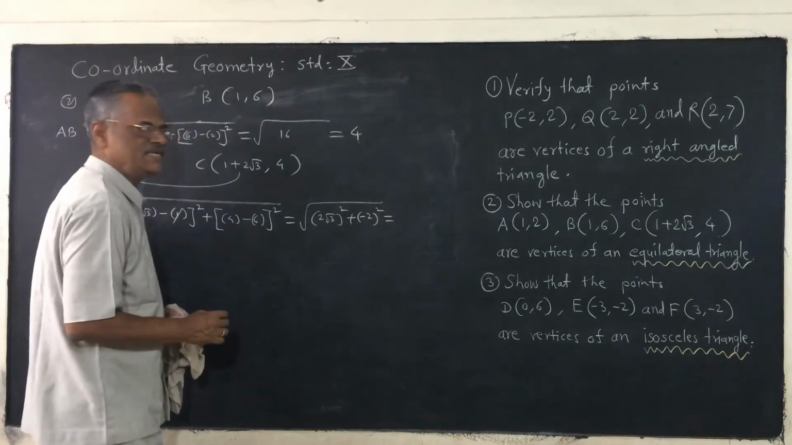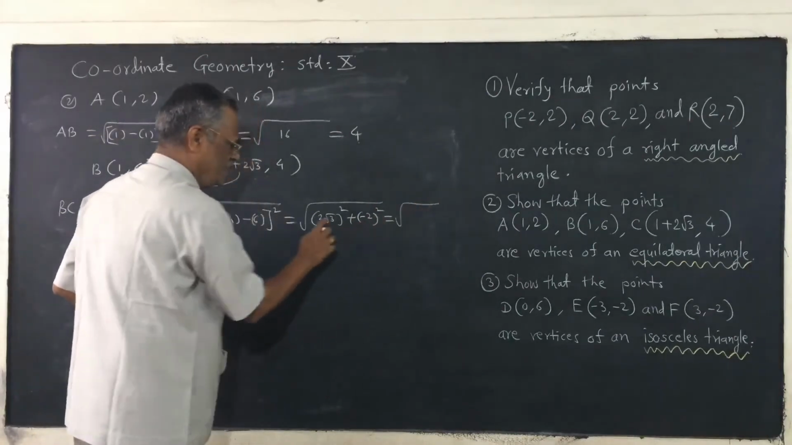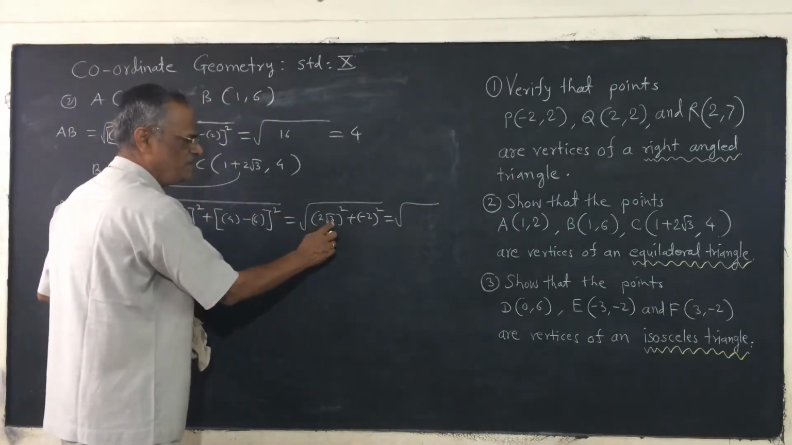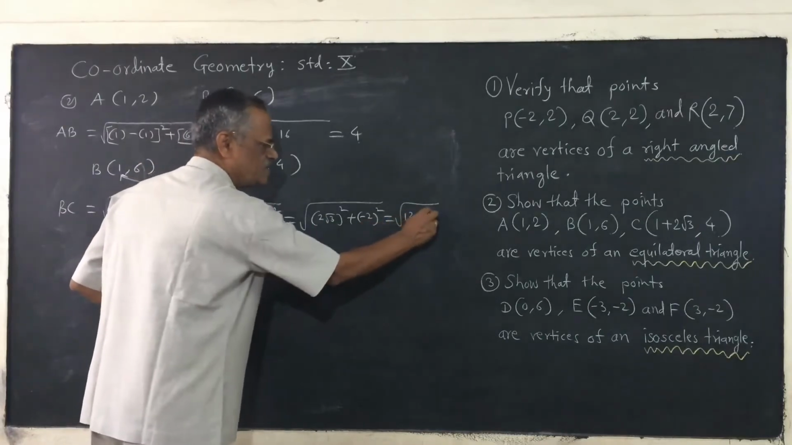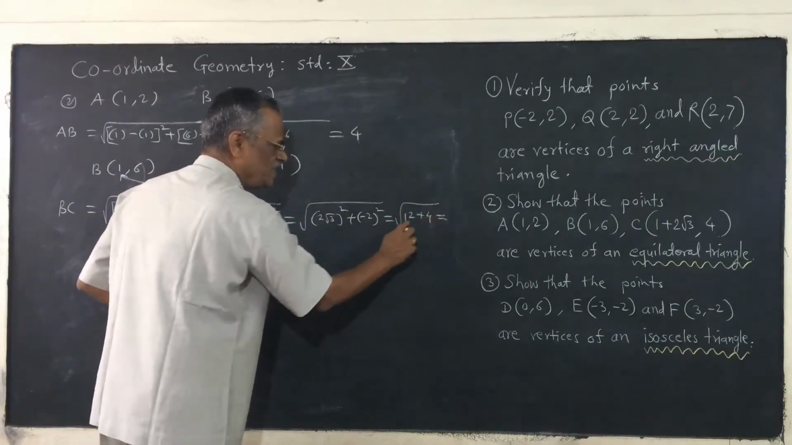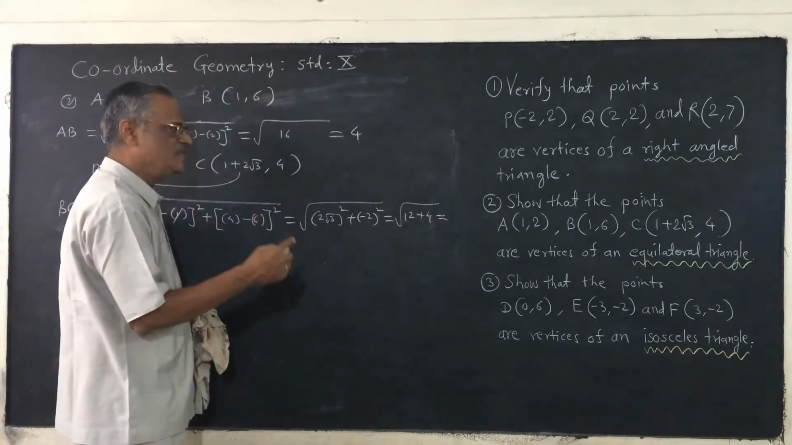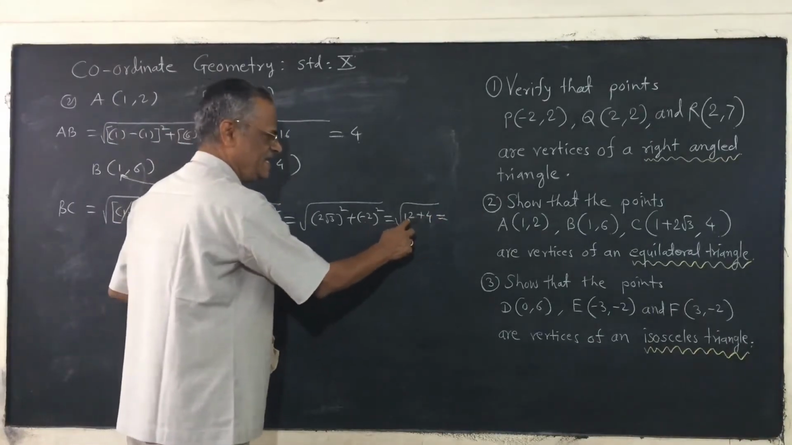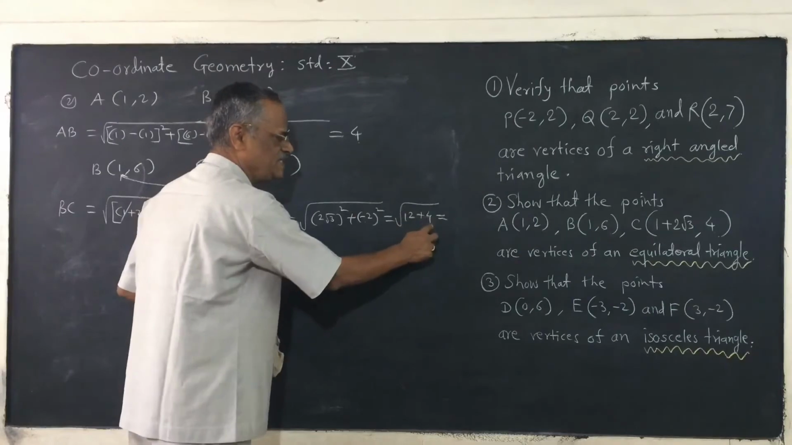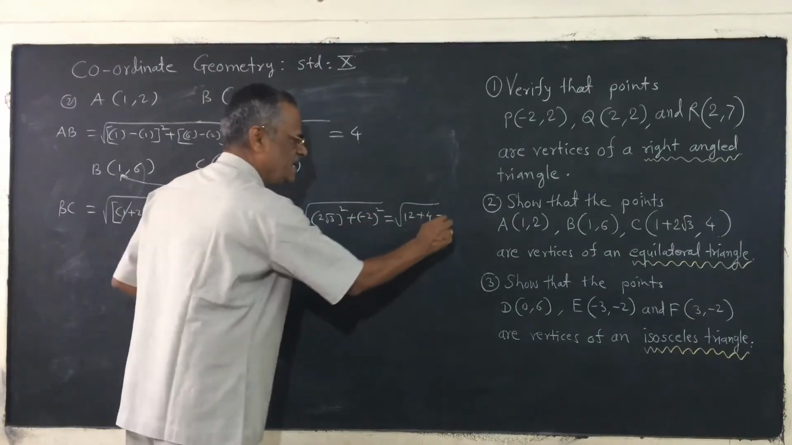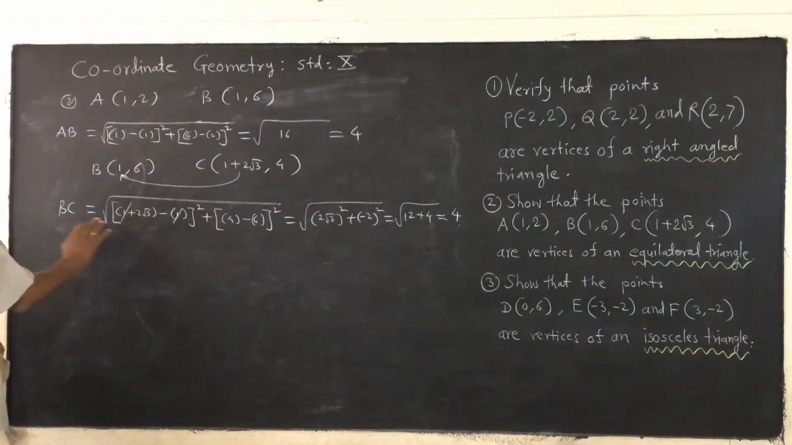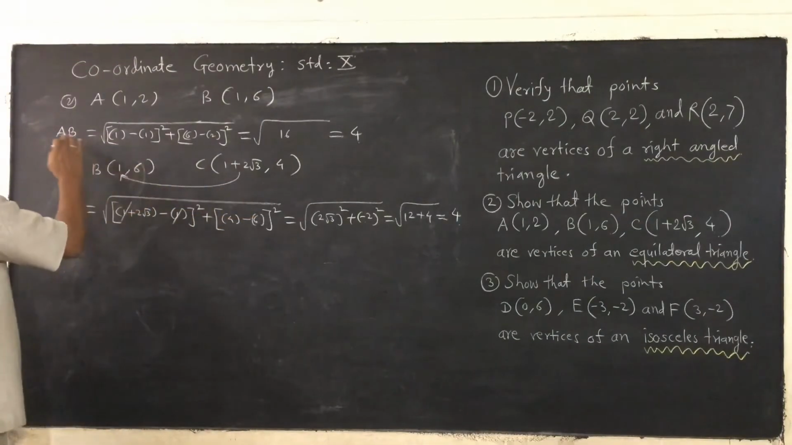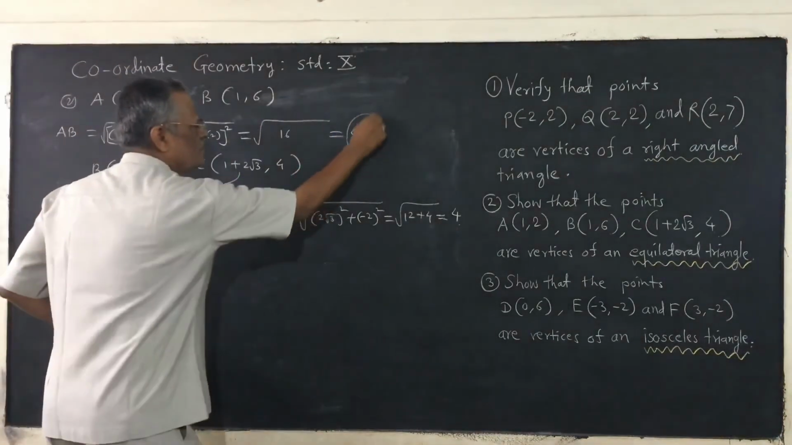So what is the answer? You can see that what is the number there? 4 into 3 is 12, plus square of minus 2 is 4. So total is 16, and the square root is 4. So we are getting BC side as 4, AB side 4.